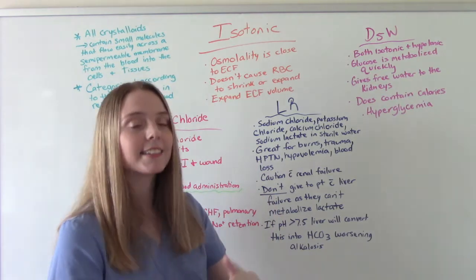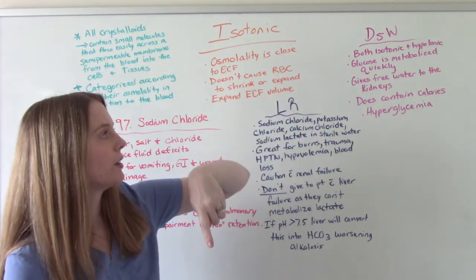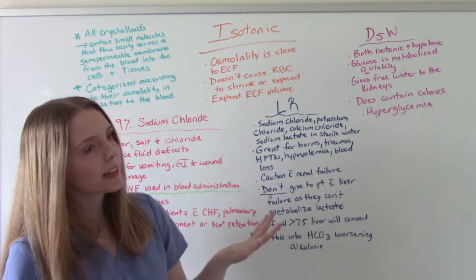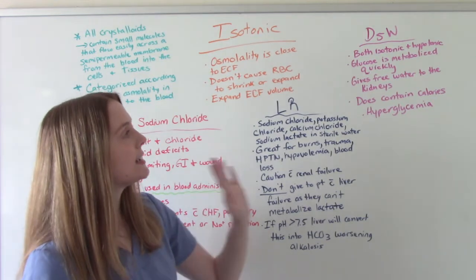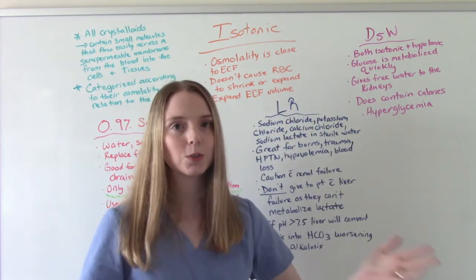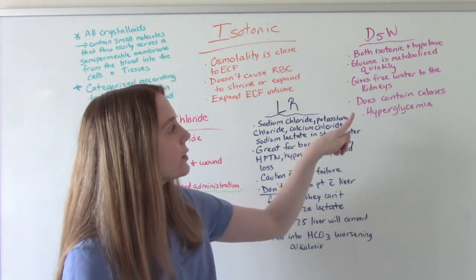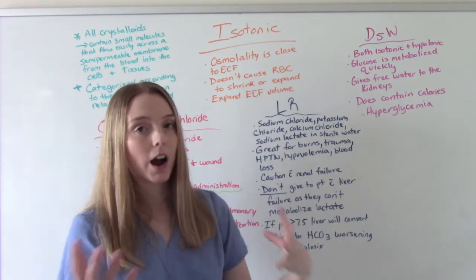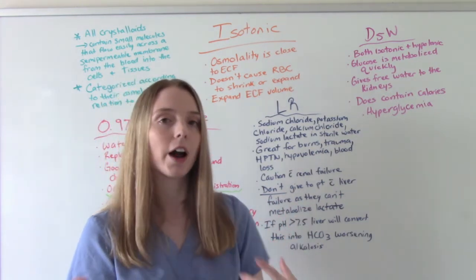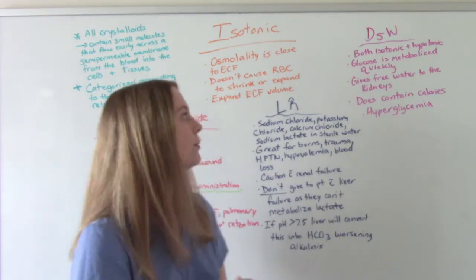The other isotonic IV fluid you might give is called D5W. This one's kind of special because it's both isotonic and hypotonic. The D stands for dextrose, which is like sugar, like glucose, okay? That glucose is very quickly metabolized, and then you just have the water left, which is just free water for the kidneys. So this is why it's both isotonic and hypotonic.